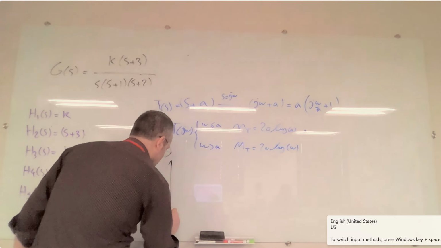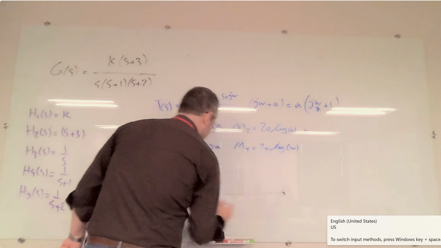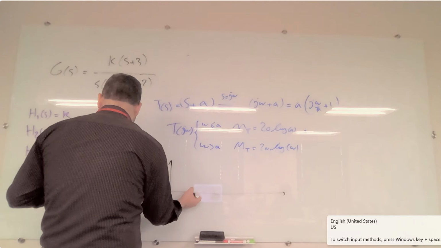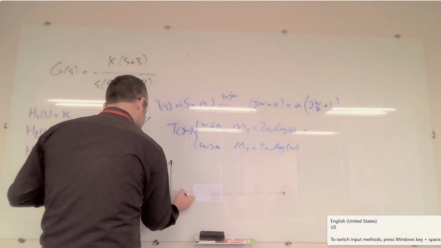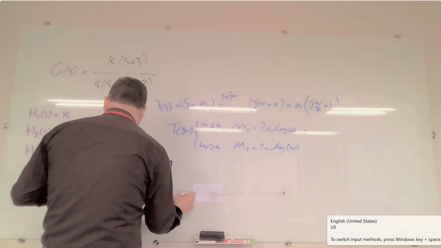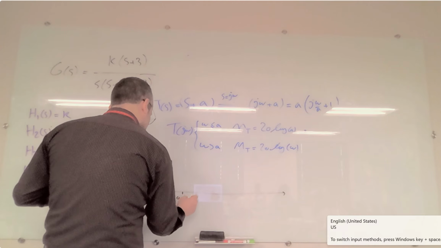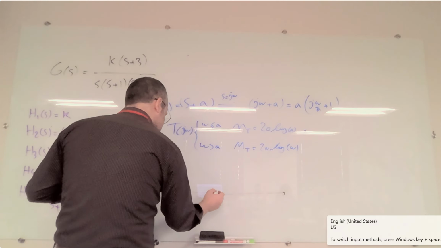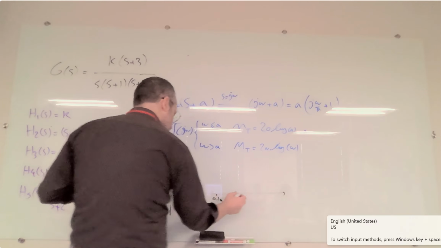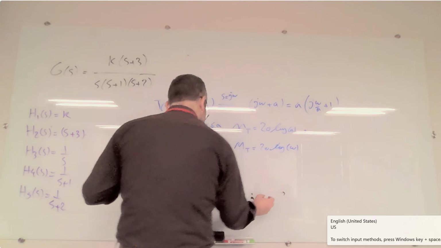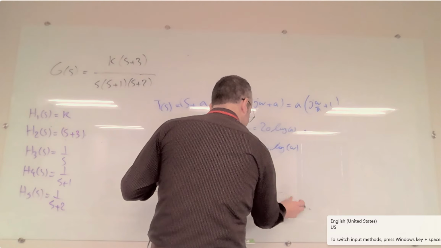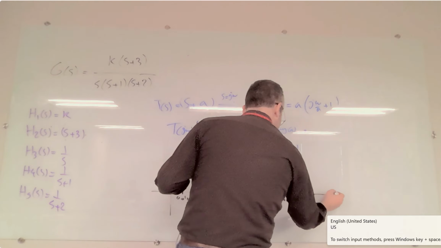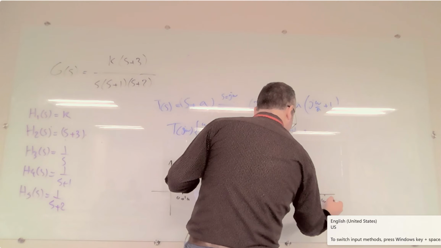Okay, this is for amplitude. And let's say this is 0.01a. Then this is 0.1a. This is a. This is 10a. And this is 100a.